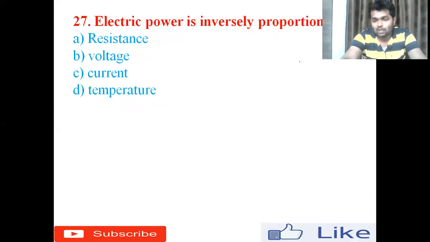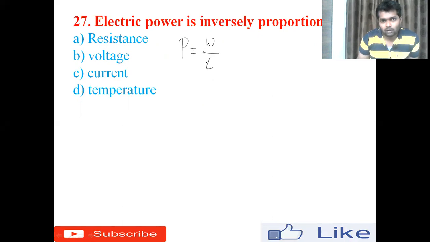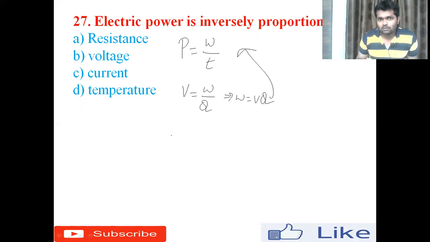Electric power is inversely proportional to. Option A, resistance, option B, voltage, option C, current, option D, temperature. We know that power is the rate of doing work, right? P equals W by T. But we already know that V equals W by Q. Is it right? So can we write W equals V into Q? Correct? Can I substitute in this equation? So what will happen? P equals VQ divided by T.